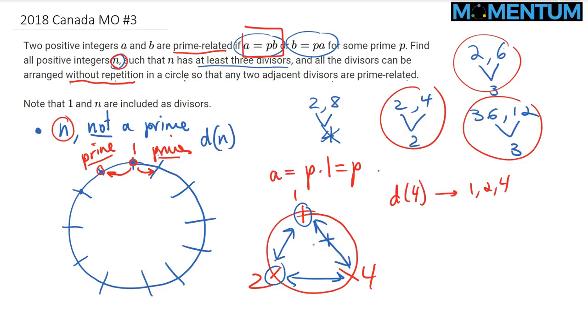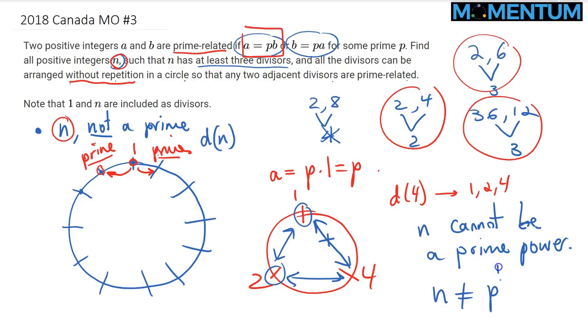So, still, we don't know what n can be, but we know for sure that n cannot be a prime power. A prime or power of a prime. Oh my gosh, terrible handwriting. A prime power. Okay, there you go. So n is not equal to p to the power k, for instance, something like that, where p is prime.